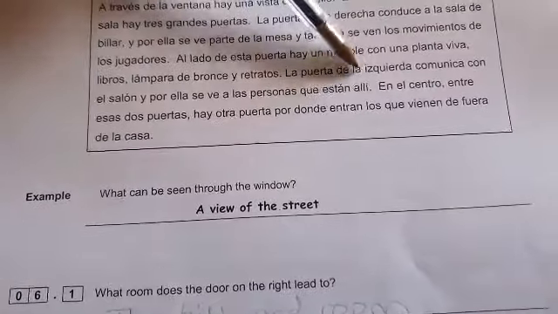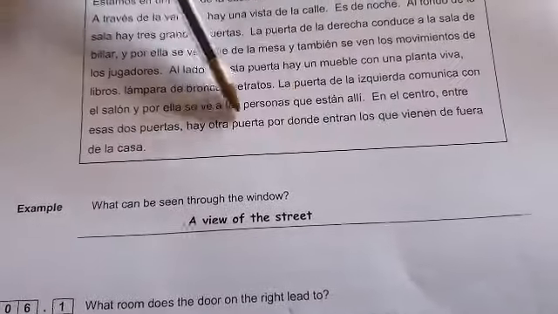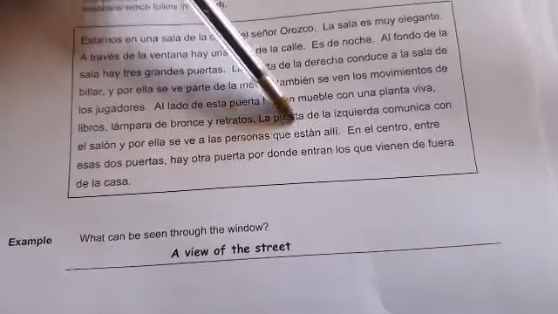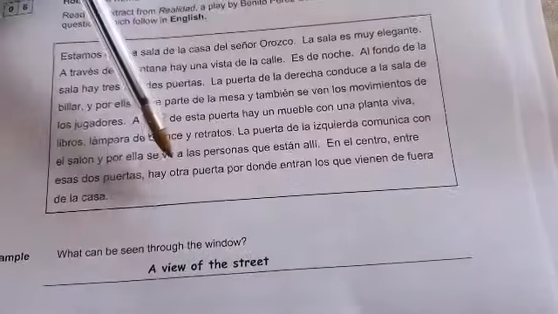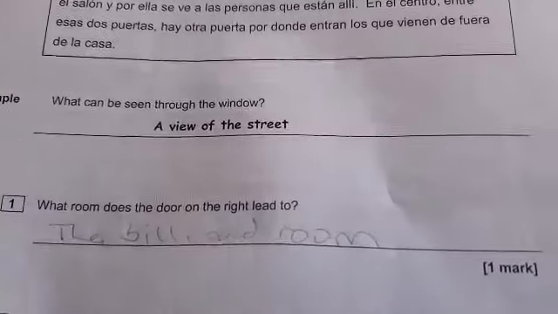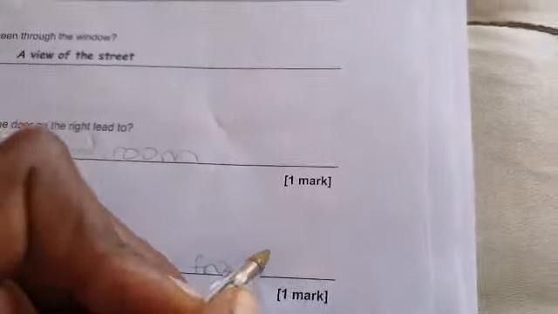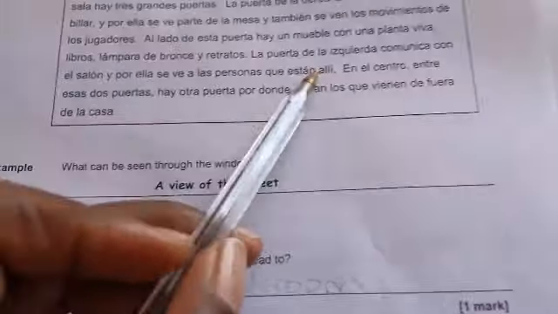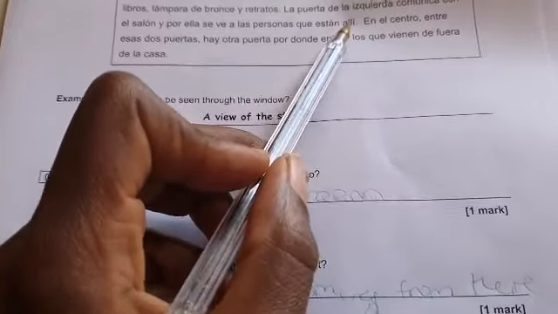Okay. Who can be seen through the door on the left? Through the door on the left, you can see the people coming from outside. Okay? People coming from outside. Se ve las personas que están ahí. Okay? So, you can see the people coming from there, por ahí, from there, people coming from there.